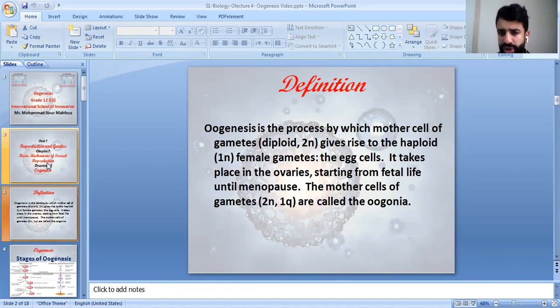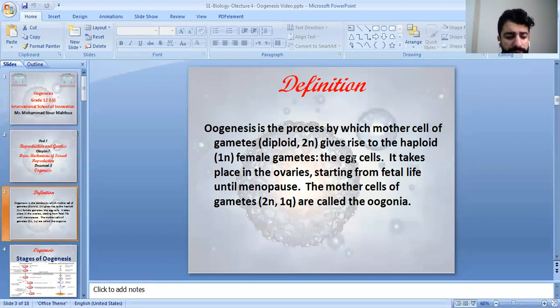What is oogenesis? Oogenesis is the process by which the mother cell of the gamete, which is diploid, 2N, will give rise to the haploid female gamete. The haploid female gametes are the egg cells. This process takes place inside the ovaries. It starts from fetal life, the life of the fetus, until the menopause.